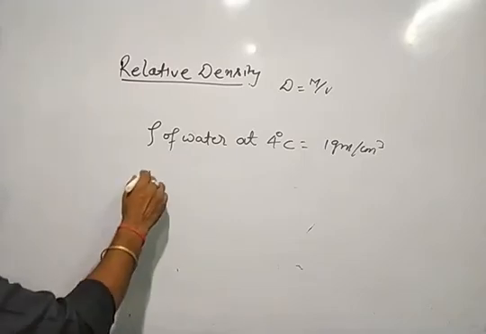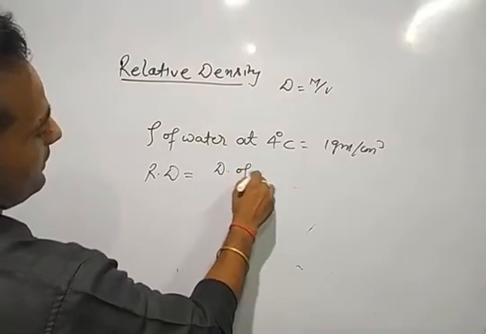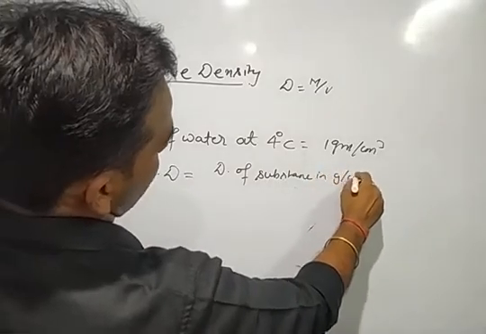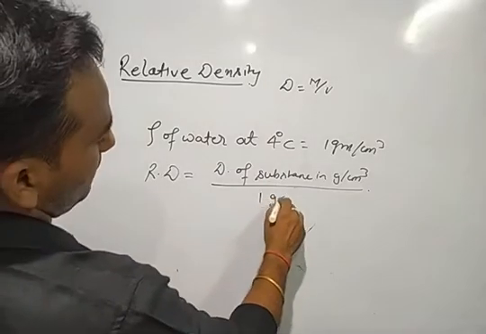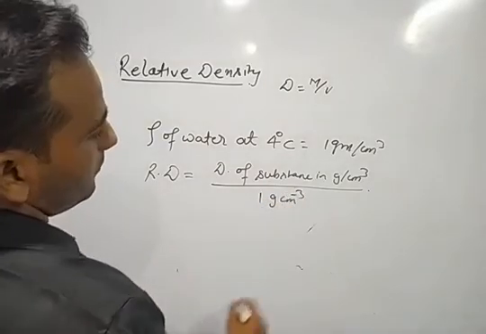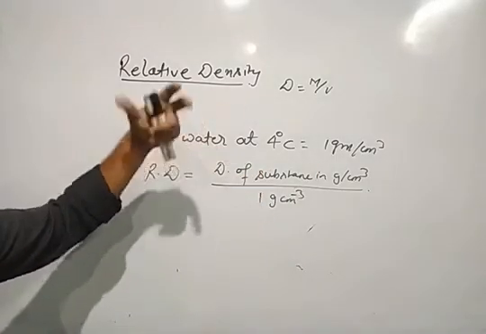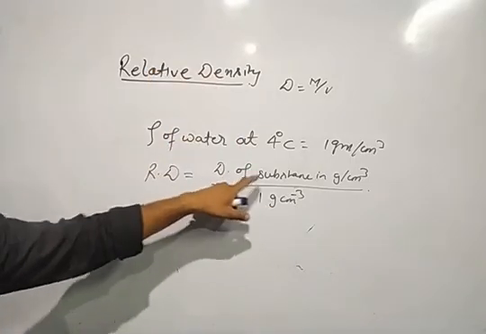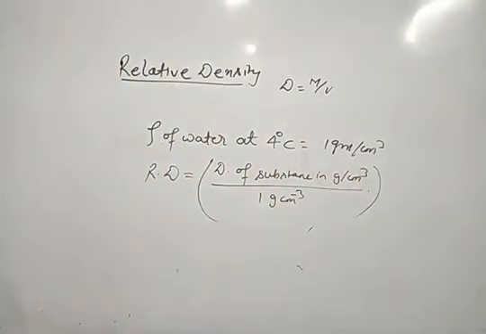That is, relative density is equal to density of substance in gram per centimeter cube upon 1 gram per centimeter cube. Okay, density of substance upon density of water. And in the CGS system, 1 gram per centimeter cube is the density of water, and we take the density of substance in gram per centimeter cube. This also we will use in numericals.